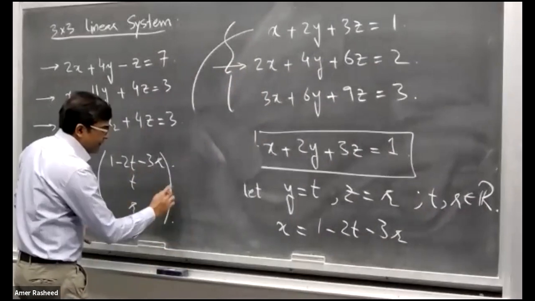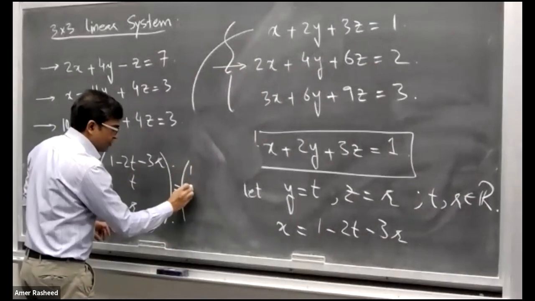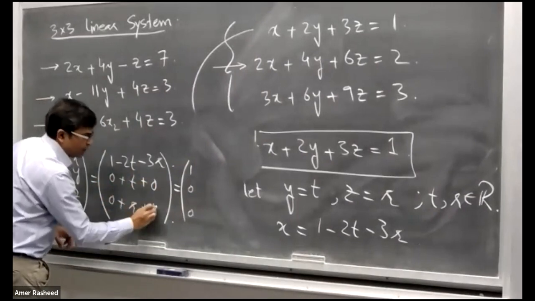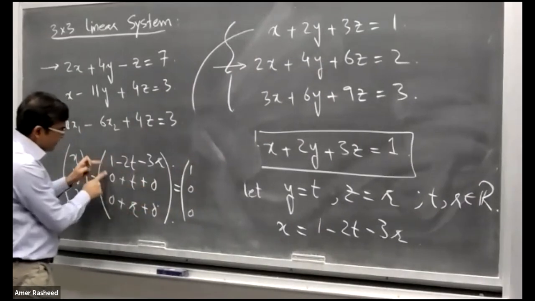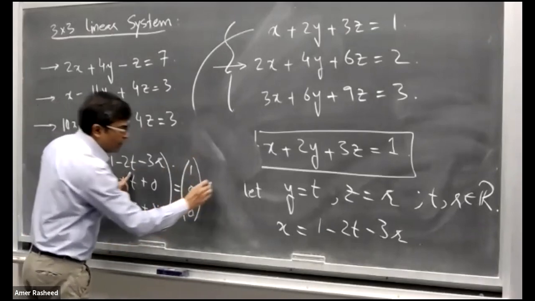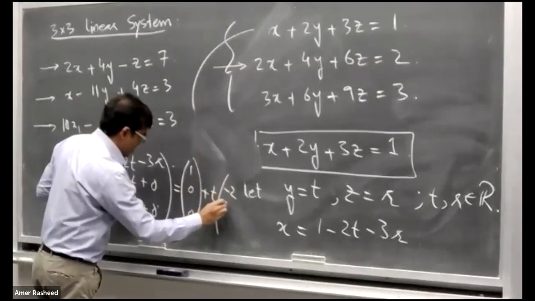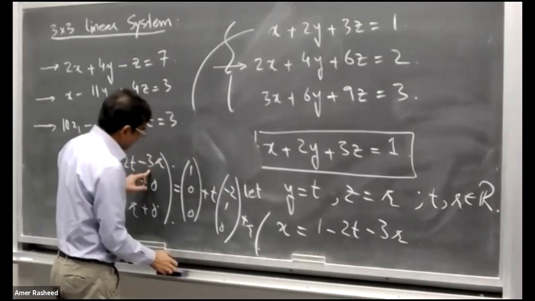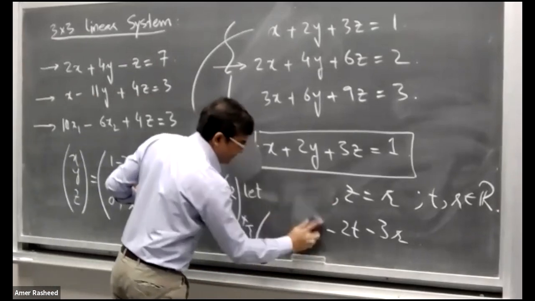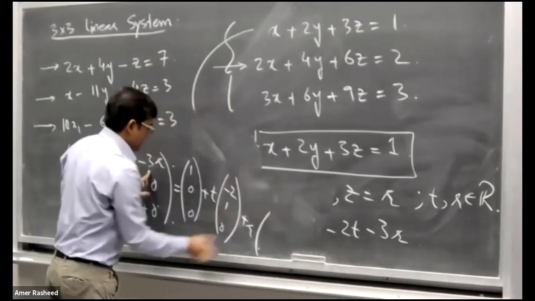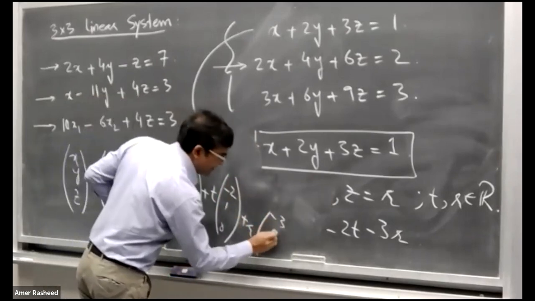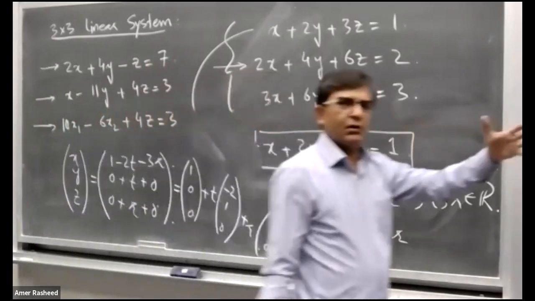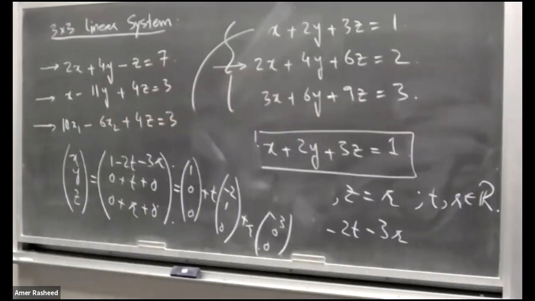Further, as I told you previously, this can be written as 1, 0, 0, because this can be written as 0 plus t plus 0 and 0 plus r plus 0. So we can separate them: 1, 0, 0 plus t common, take t common, then what will come? -2, 1, 0, and the third one, take r common, then what will come inside? Here it would be -3, 0, 1. So this will be your solution to this system, and this is infinitely many solutions.